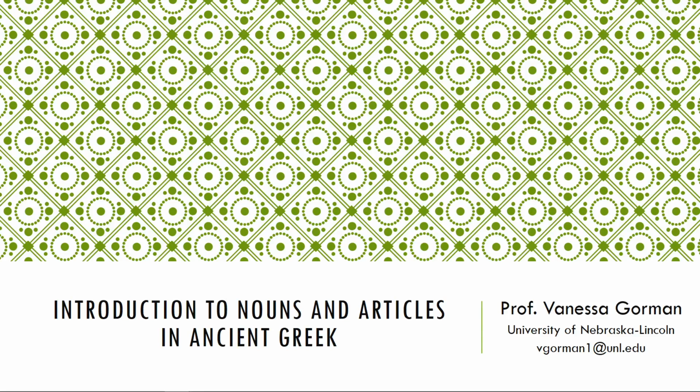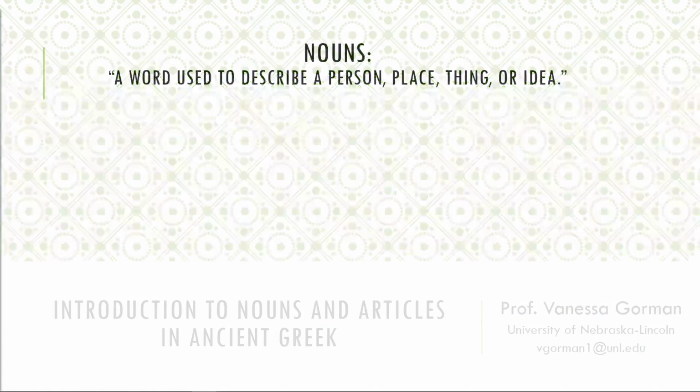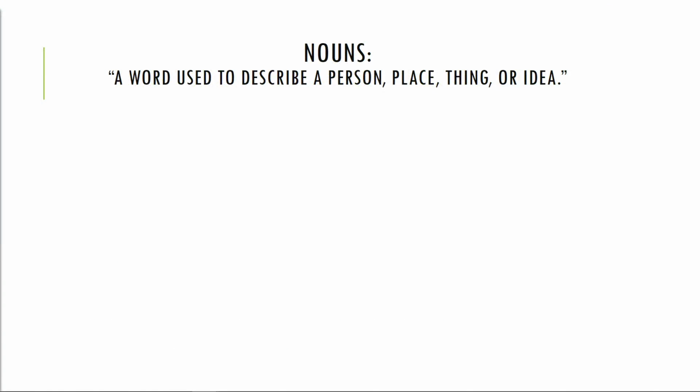So first we need to start by asking, what is a noun? And that's a question that baffles linguists. It's very, very difficult to give a concise, specific definition, but the oversimplified definition works for most of us, which is to say, a word used to describe a person, place, thing, or idea. Again, it's not very sophisticated, but for most of us, this is enough.